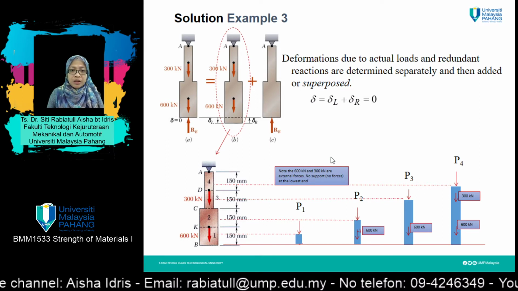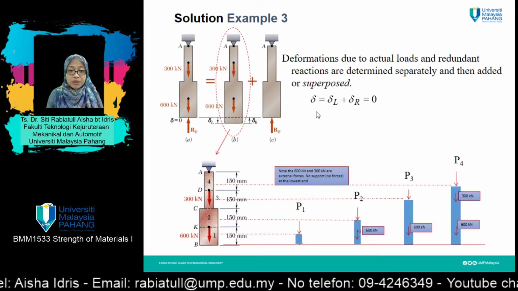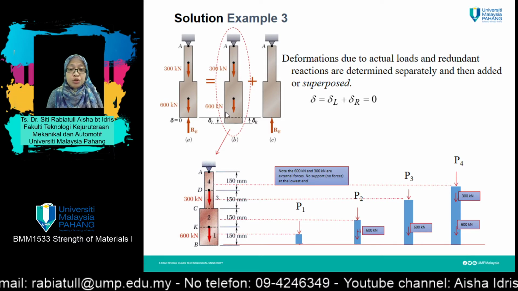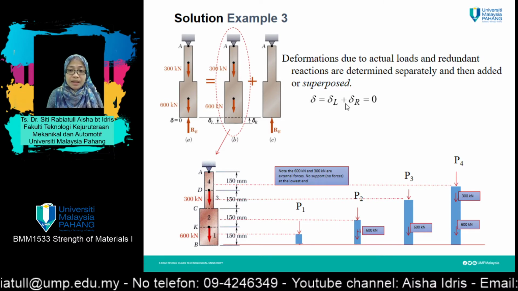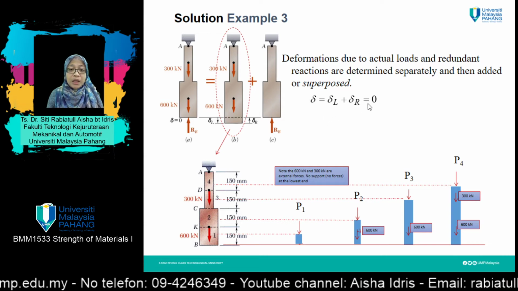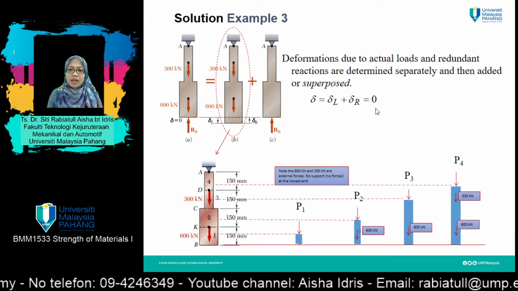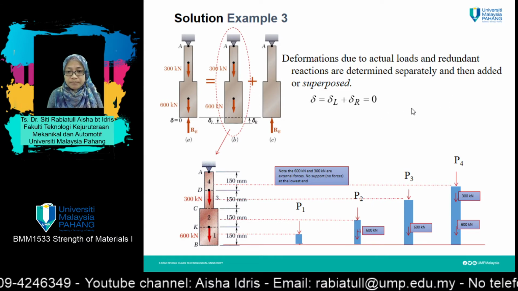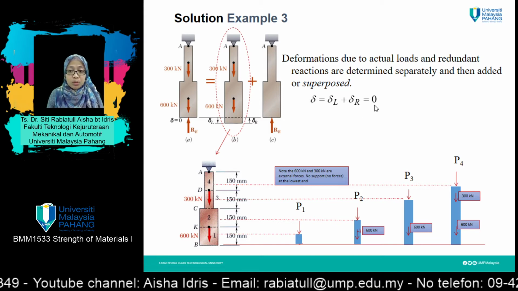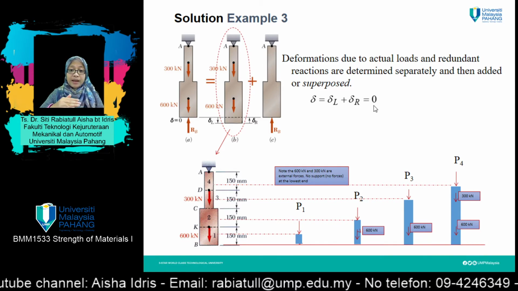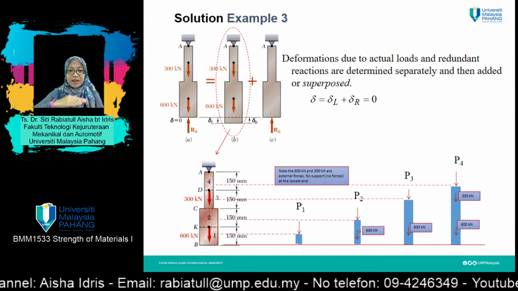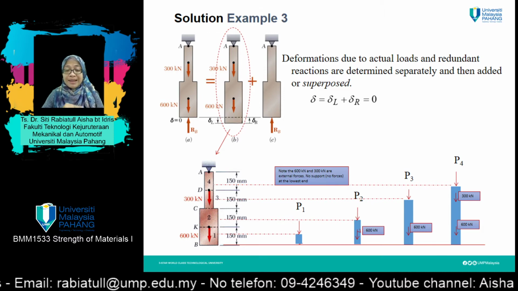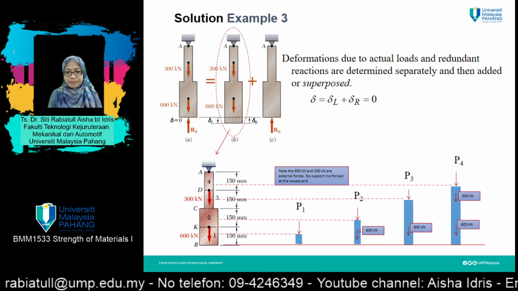From there, we know that the equation for delta equals delta L, which is delta due to axial loading, plus delta due to redundant loads, equals 0. So this is equation number 1. Why is it equal to 0? Because at the support at end A, there's no elongation there. It stays at the end of support of end B. Later on, we'll see another type of example.